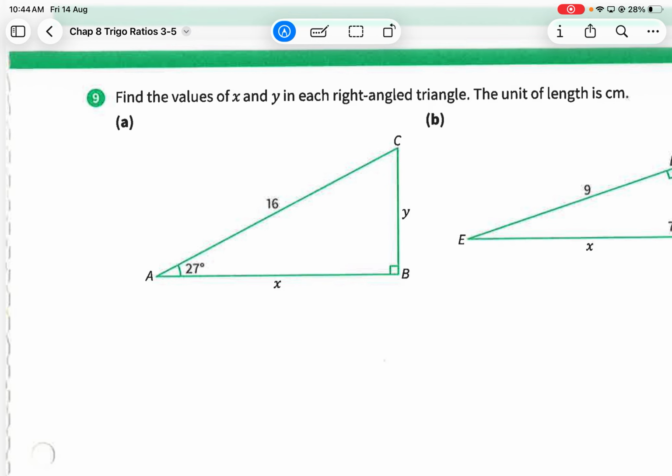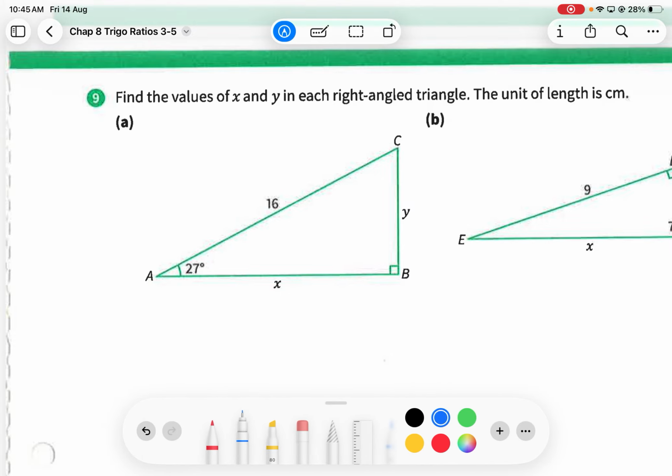Question 9. Nothing new. They just put two things that you have learned so far together. Finding distance and also finding angle. Sorry, only finding distance. I can find x first, I can find y first. Let us just focus on x, then I ignore y first. Okay, let us just focus on the x.